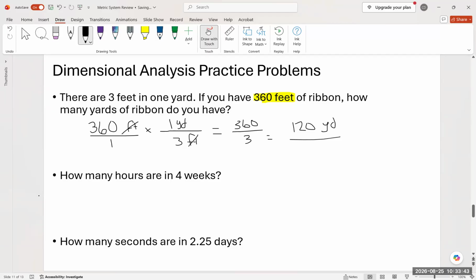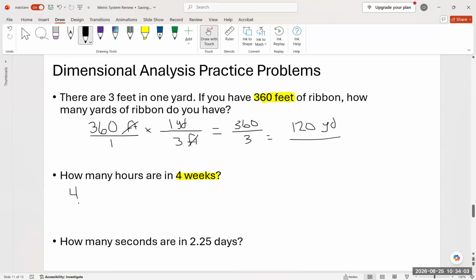Okay? So for this next one, we're talking about time. So I do expect you to know that there's 60 seconds in a minute, 60 minutes in an hour, and so on and so forth. Okay, so I don't have any conversion factors here. So let's look at what we're given. We are given 4 weeks and we want to know how many hours are in those 4 weeks.